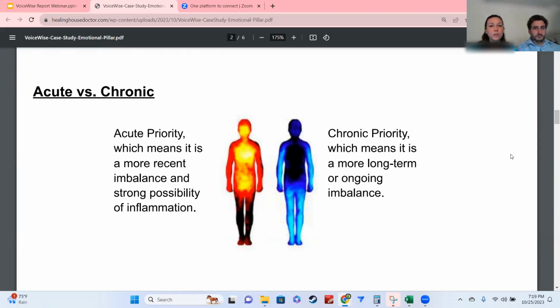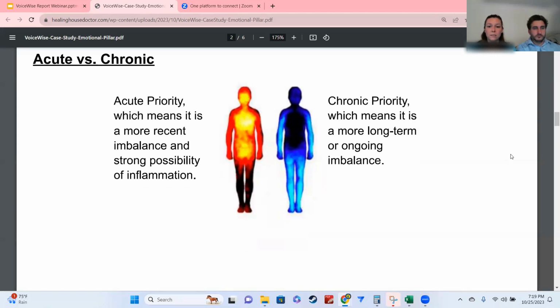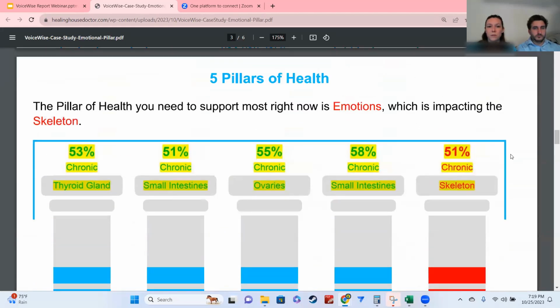When it's acute, it usually means it's something more recent, and a lot of times there could be inflammation in the area as well, if it's on the physical side.